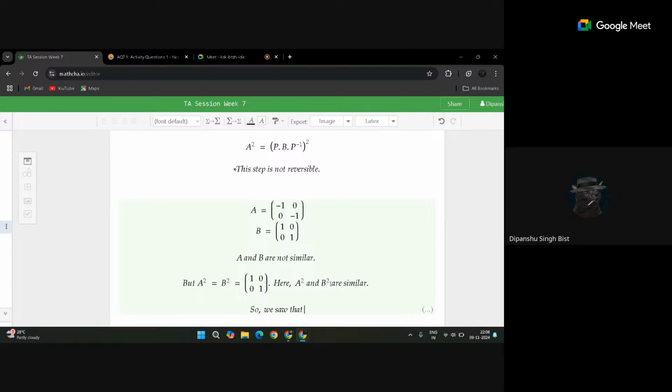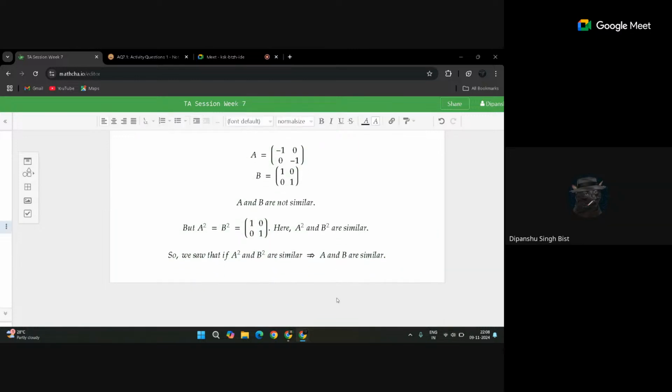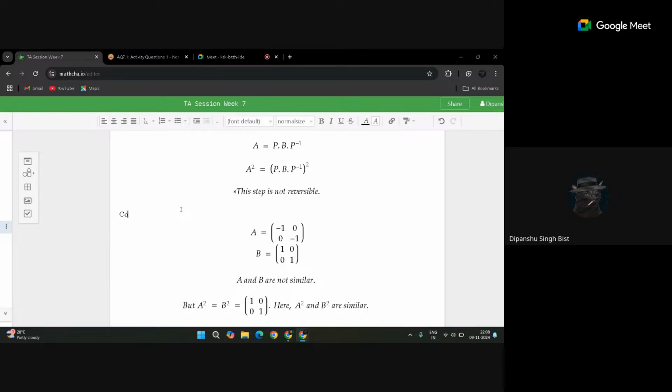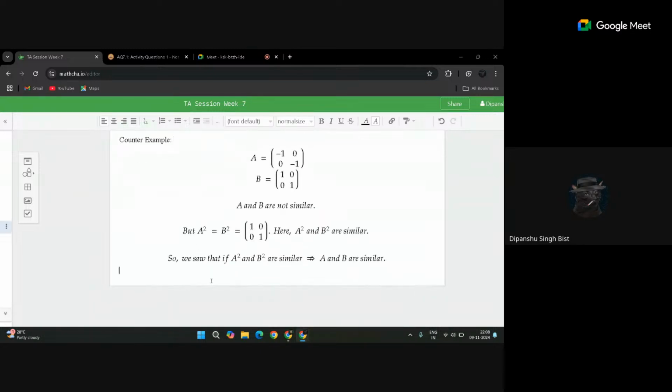So we saw that if A square and B square are similar, that does not imply A and B are similar. Okay. Is it fine?